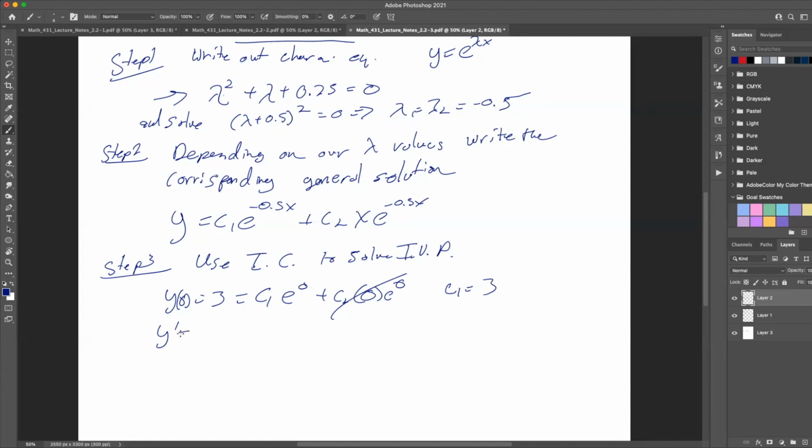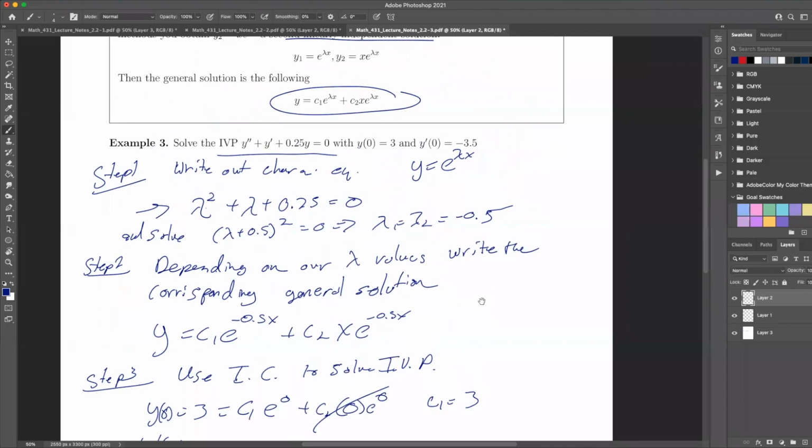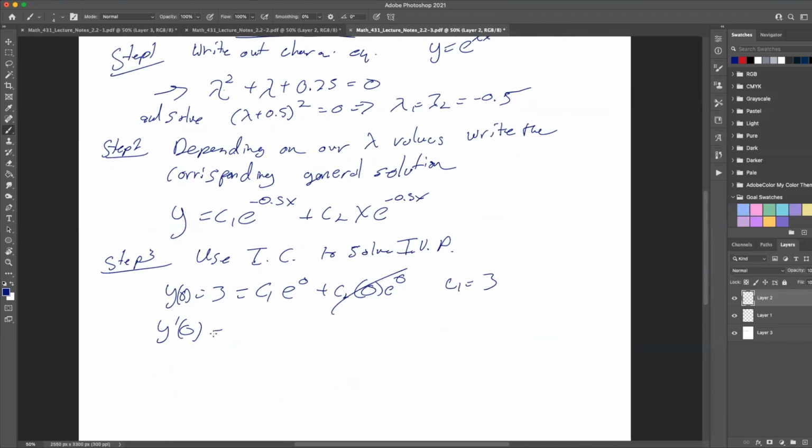So the derivative at 0 is negative 3.5, so y prime of 0 equals minus 3.5.